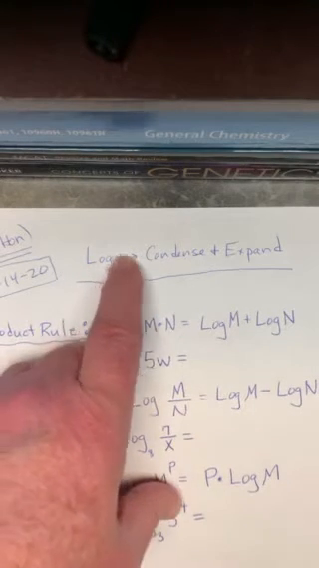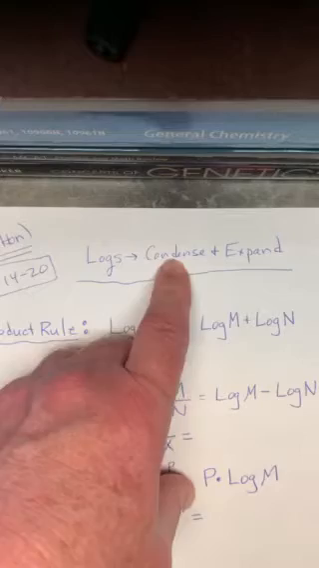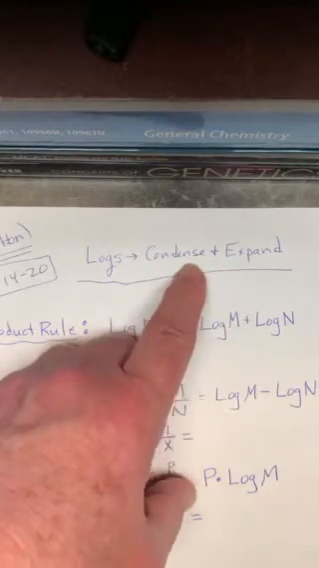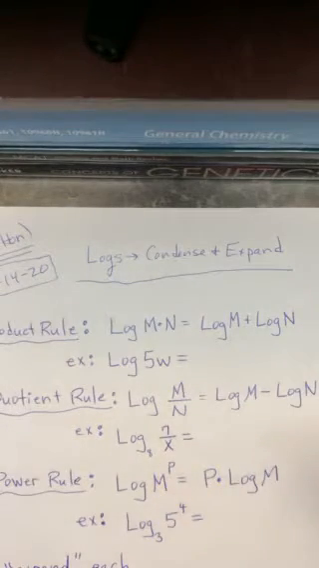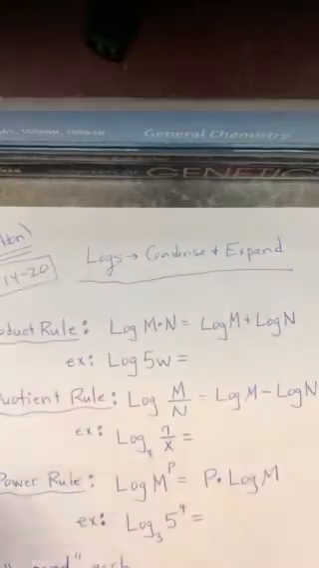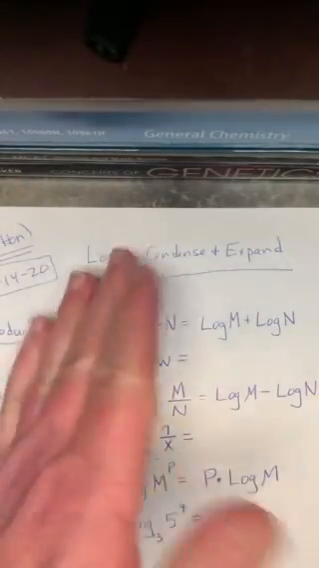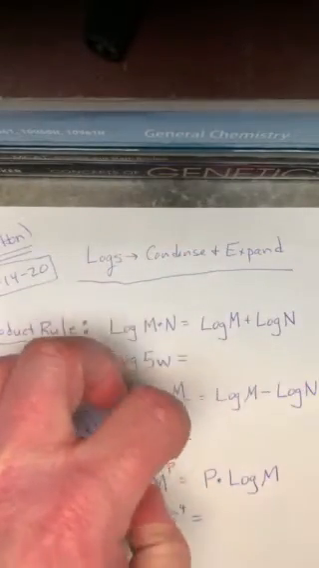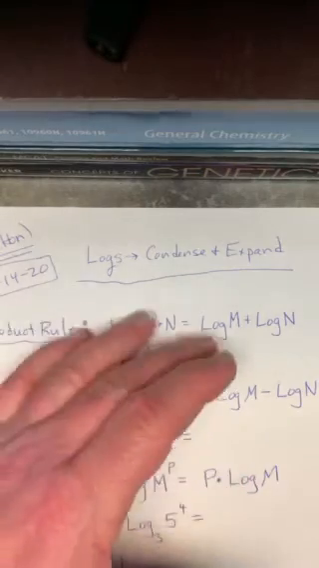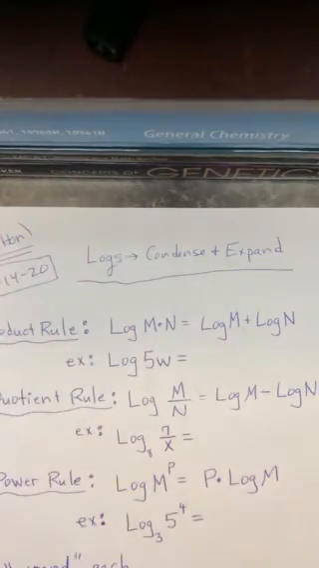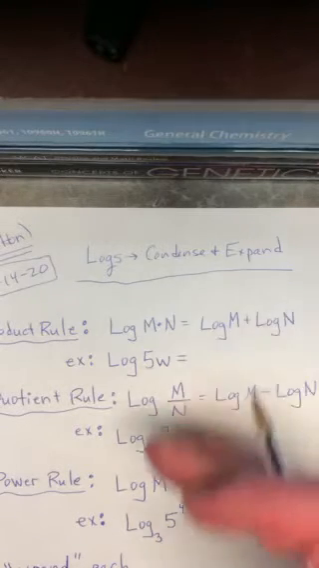And it says logs and then arrow condense and expand. So we're going to condense logarithms, meaning taking a logarithmic problem that looks fairly complex and trying to condense it and simplify it. And then we're going to take a logarithmic expression that doesn't look so long and complicated, and we're going to try to expand it and break it apart using three main rules for logarithms, okay? So you don't have to divide up your paper at all. We're just going to kind of go with the flow.